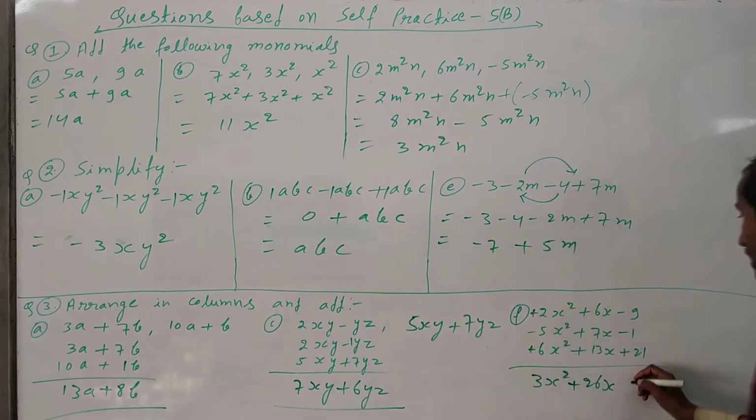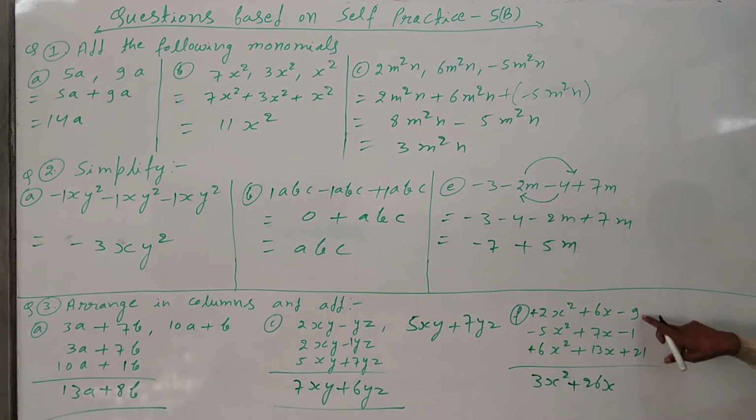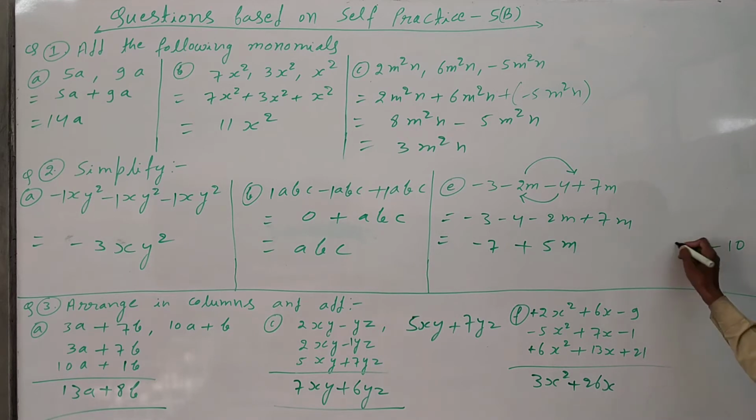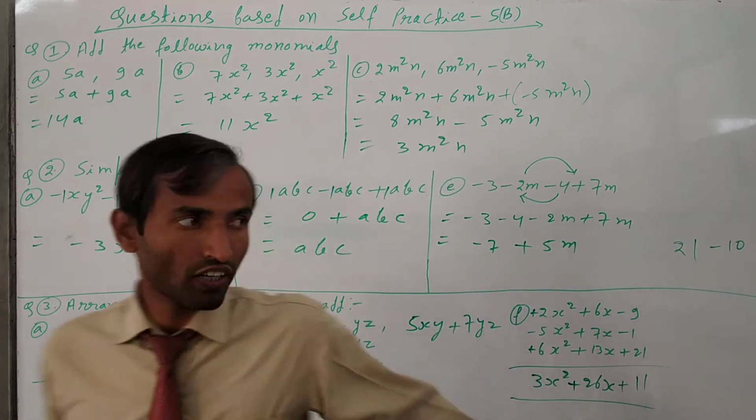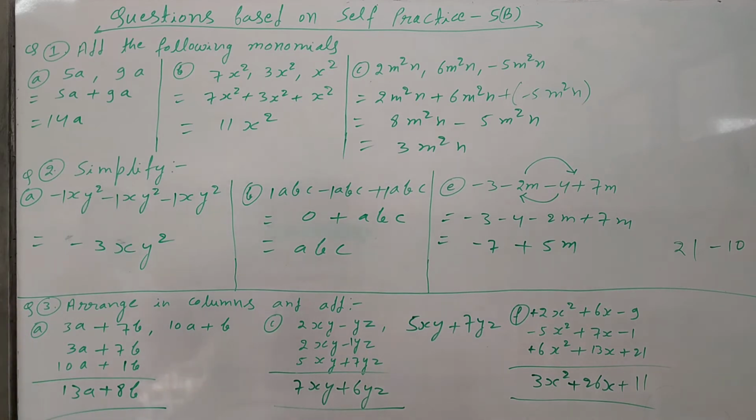After that, now these both are minus sign, you can add these both directly, and then the answer will come minus only. So minus 1 minus 9, minus 10 will come, and here 21. So we will subtract, 21 minus 10, it will come 11. So the final answer is 3x square plus 26x plus 11. This is the final answer. Now we will do the next question, that is question number 4 and 5.